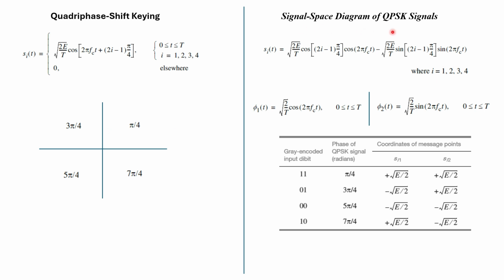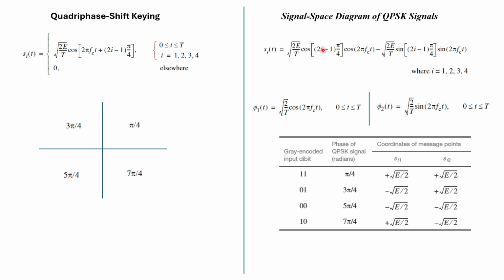The signal space diagram for this QPSK is represented by this equation. So let us expand this equation using a simple trigonometric relation. Cos of A plus B is cos A cos B minus sin A sin B. So you go on substituting the value for i here from 1, 2, 3, 4, here also from 1 to 4.